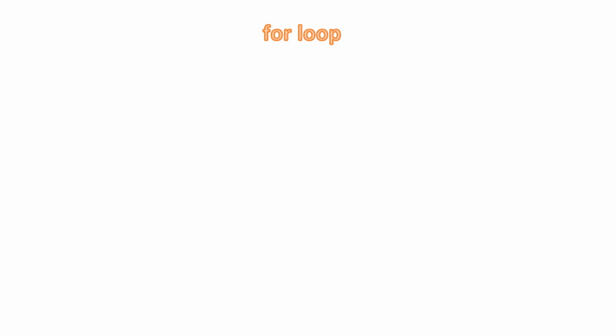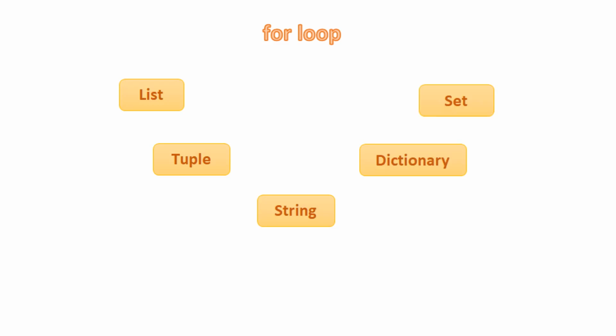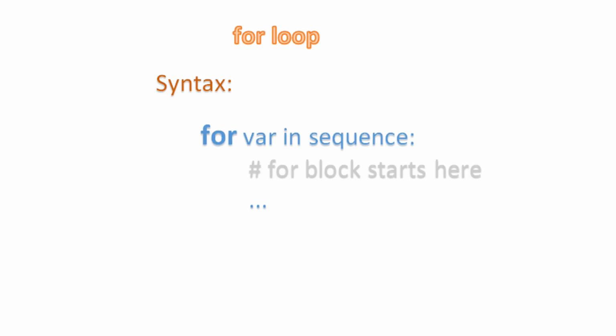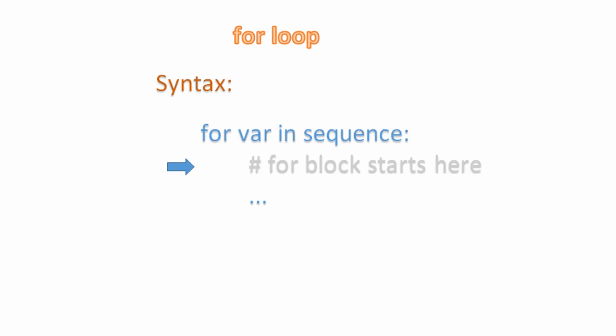For loops are used to iterate over a sequence such as list, tuple, string, dictionary, and set. This is the syntax of for loop. It starts with the keyword for and then a variable followed by the keyword in and then a sequence type variable and ends with a colon. A block of statements starts from a new line with 4-space indentation. Here you can see that a membership operator in is used.